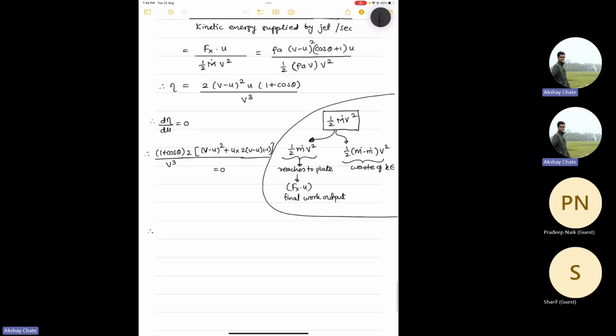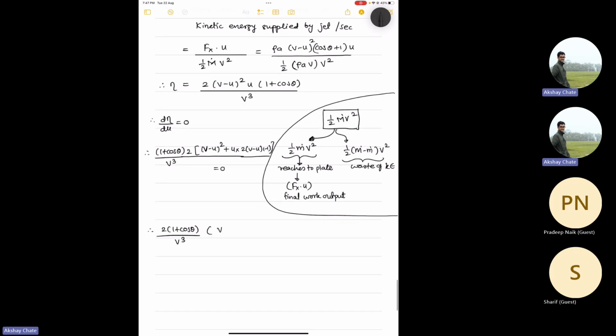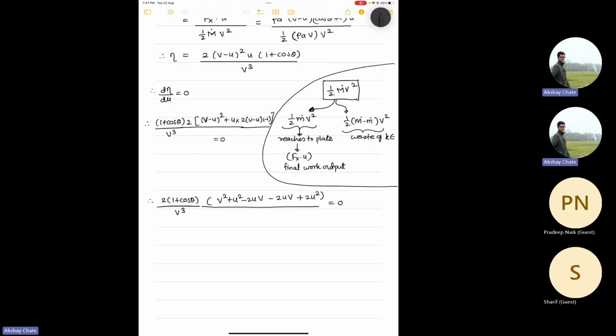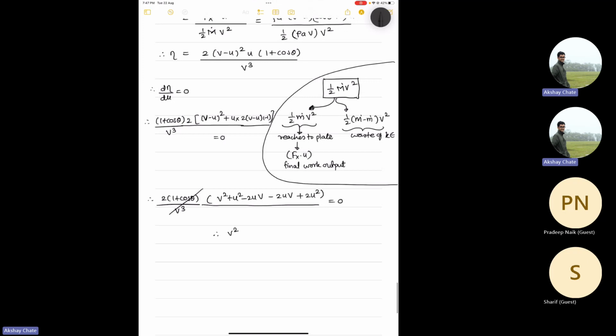Therefore, it will become again 2 into (1 plus cos theta) divided by capital V cube into, I'll expand the bracket, V square plus u square minus 2uV, and here it will become minus 2uV plus 2u square, equal to 0. Basically, this term anyway will go to that side and get 0 only. This is V square minus 4uV plus 3u square equal to 0.